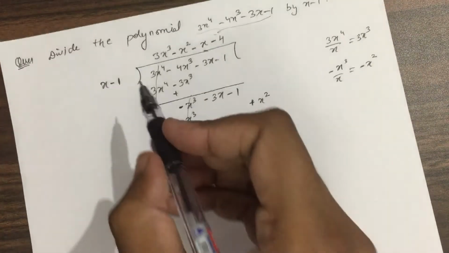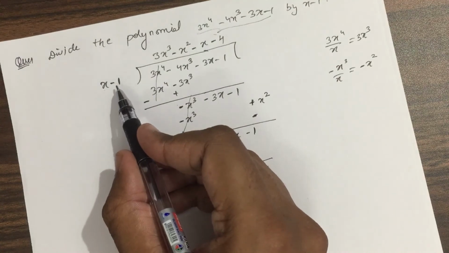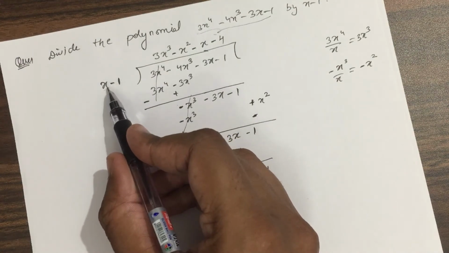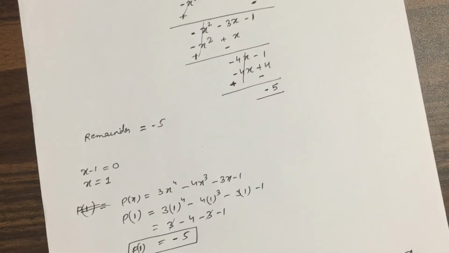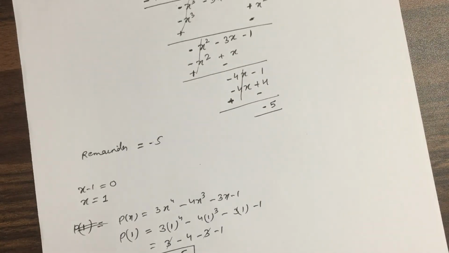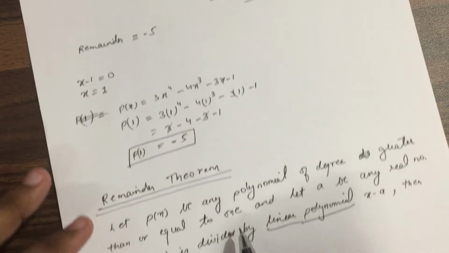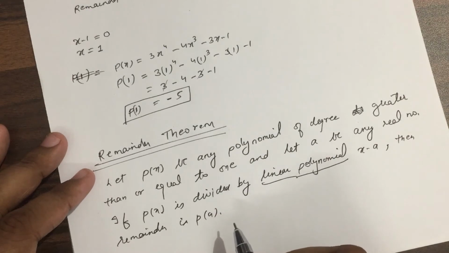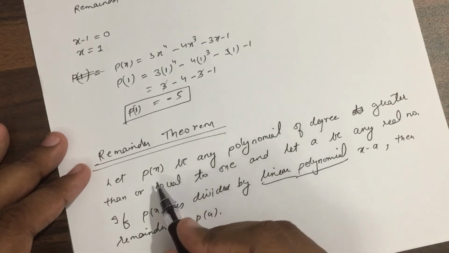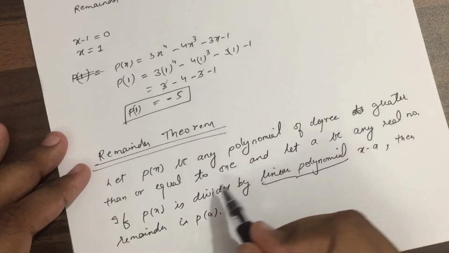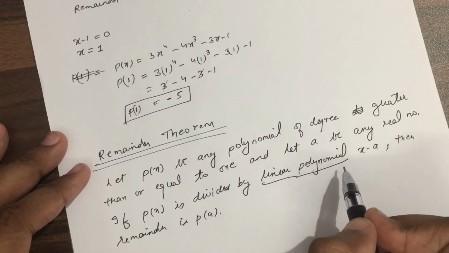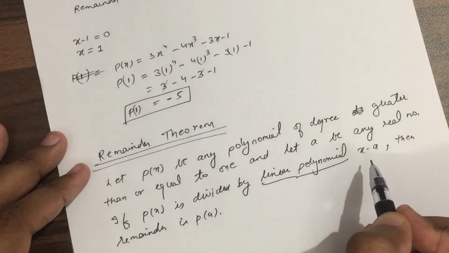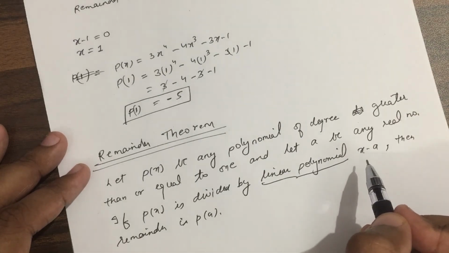Look here, it is divided by the linear polynomial x minus 1. Okay? Its degree is 1, therefore it is a linear polynomial. In the previous example also it was degree 1. Okay. So this completes our remainder theorem. So what it says: let P(x) be any polynomial of degree greater than or equal to 1 and let a be any real number. If P(x) is divided by the linear polynomial x minus a, then the remainder is P of a.